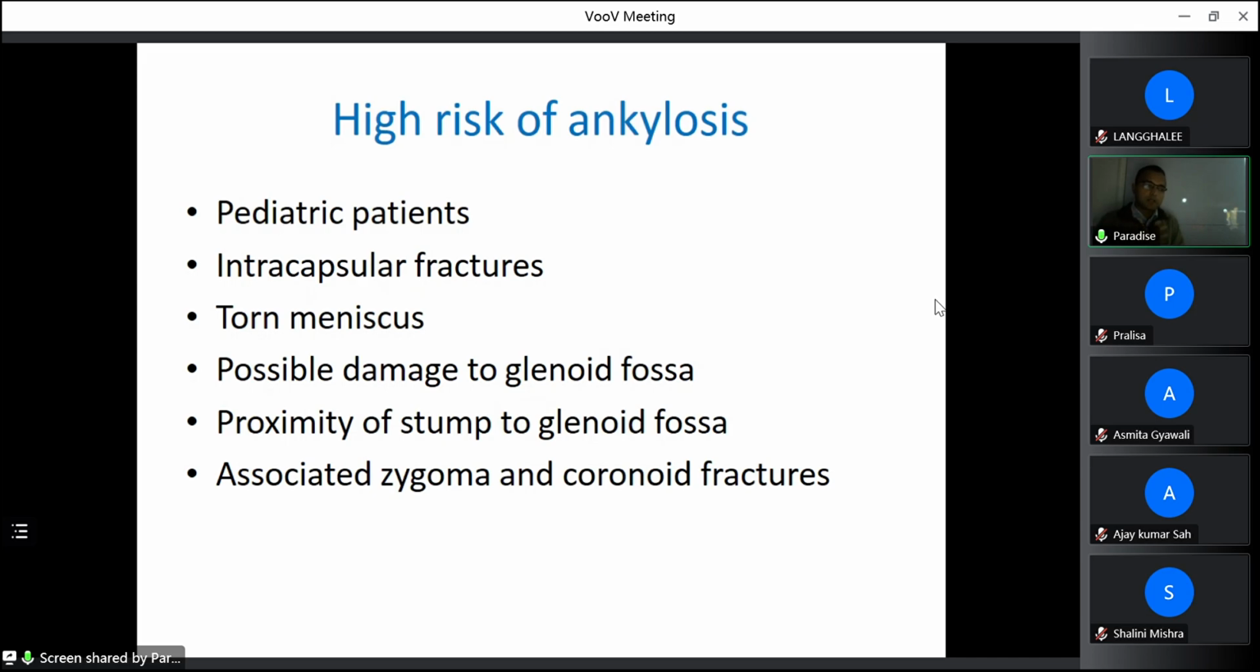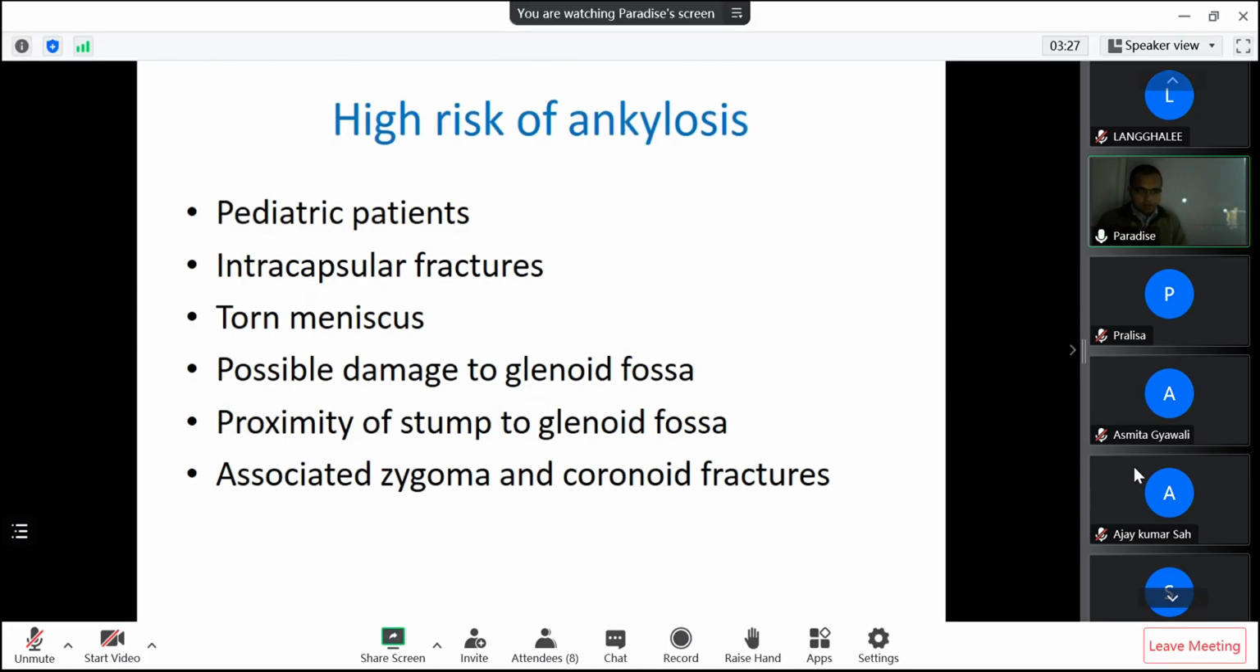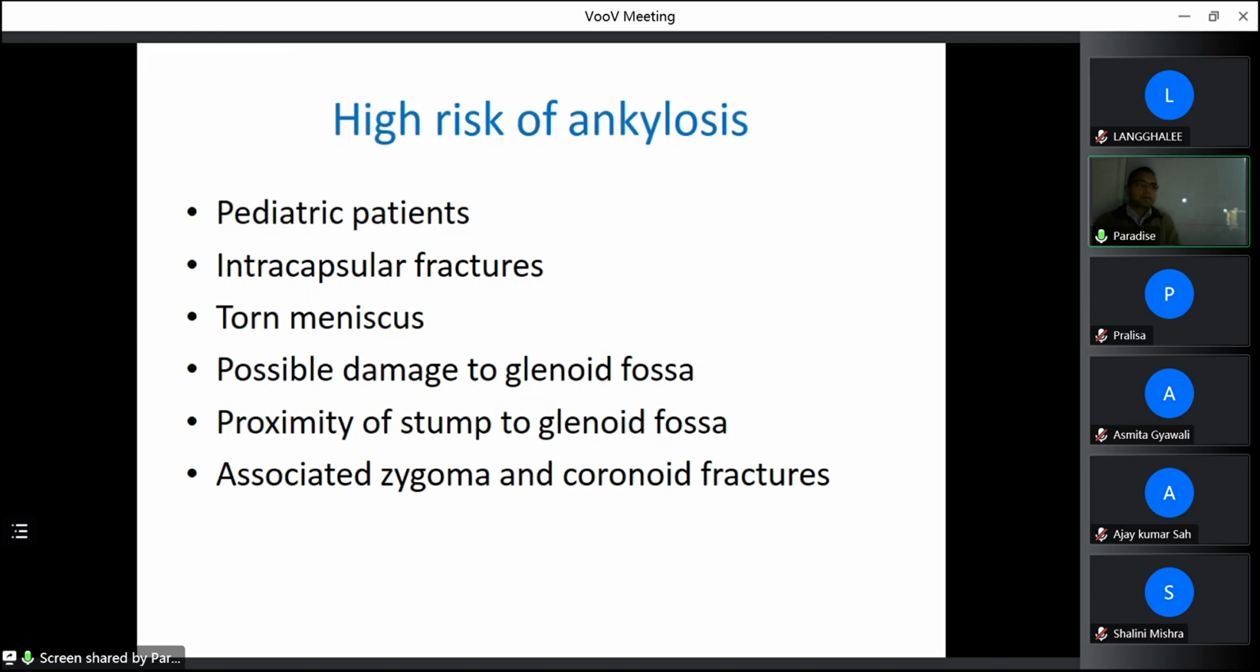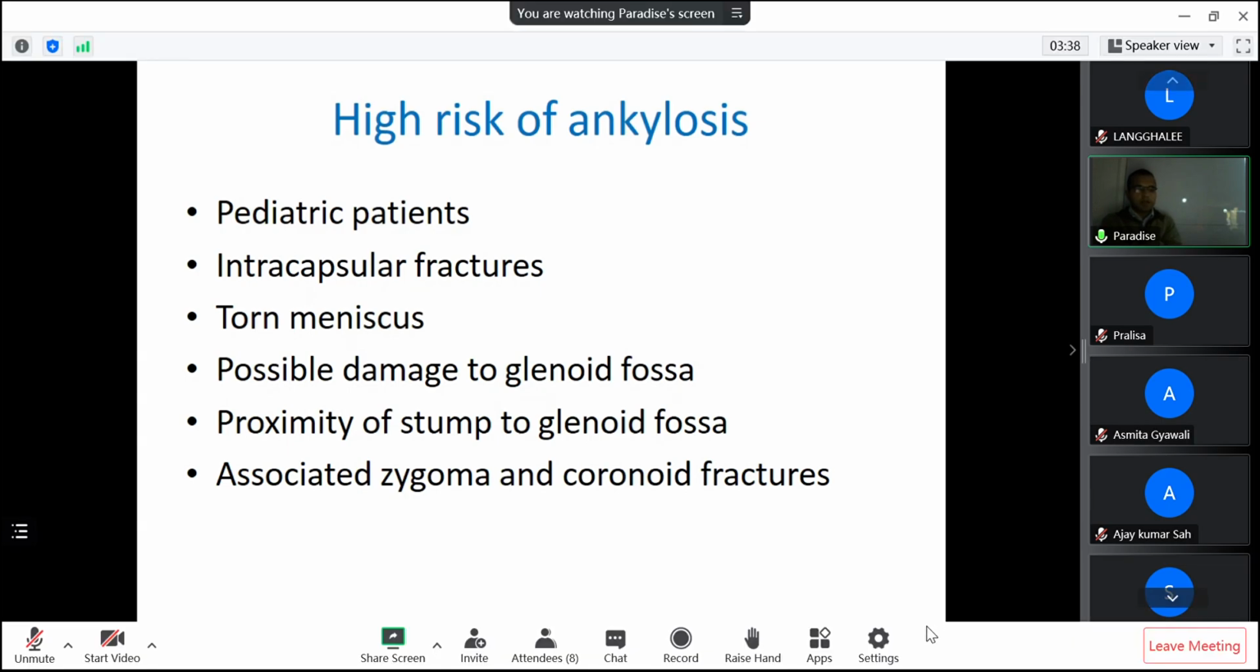Fracture and its complication. Now, high risk of ankylosis. The chances of ankylosis are very high if the age percentage is less. If it is less than 5 years, the chances of TMJ ankylosis are high. And the problem with TMJ ankylosis is it can't be identified immediately after the trauma. Okay, there will be TMJ ankylosis. It will take a few years to undergo ankylosis.